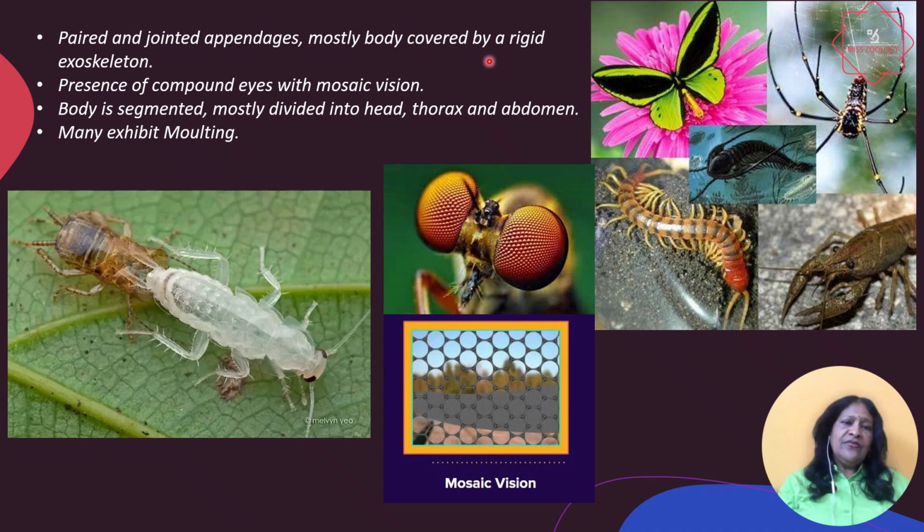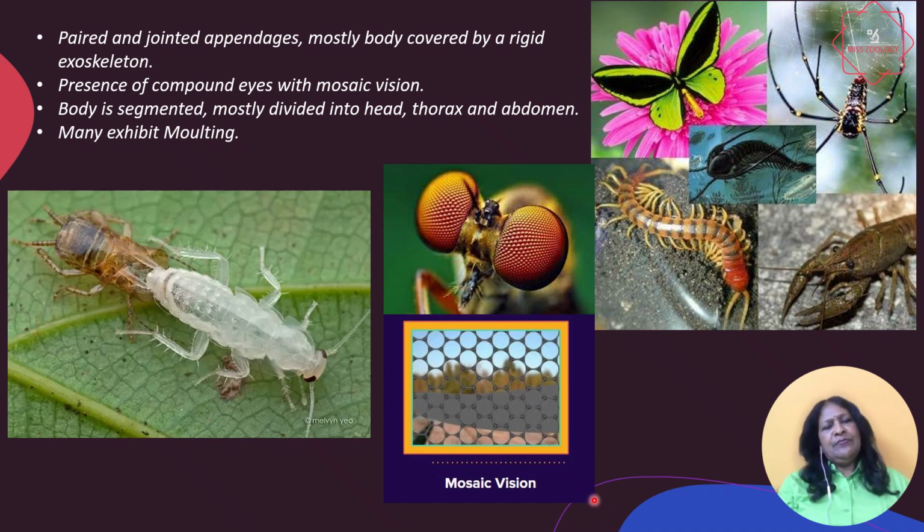There is presence of compound eyes, as in the image seen in the center of this page. These compound eyes allow them to have a mosaic vision, which is like a dot matrix figure. They can see the image in tiny bits and then compile them together to form a whole image of the object. Their body is also segmented, mostly divided into head, thorax, and abdomen.